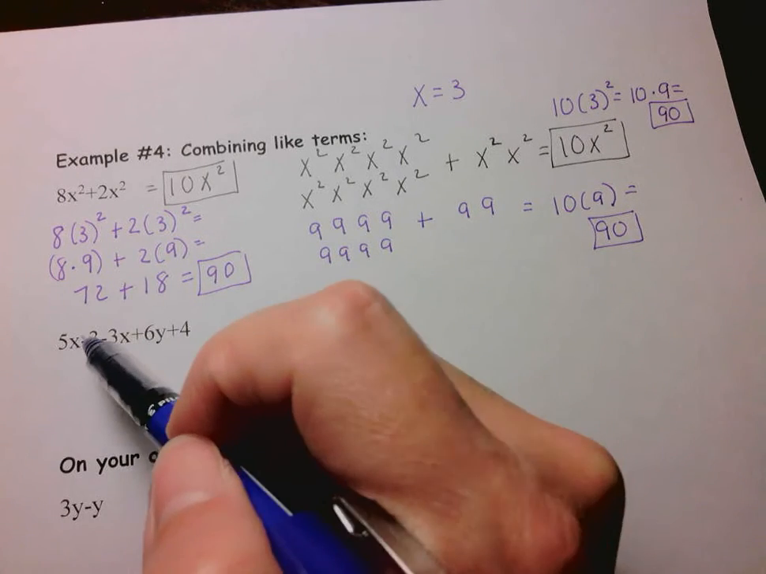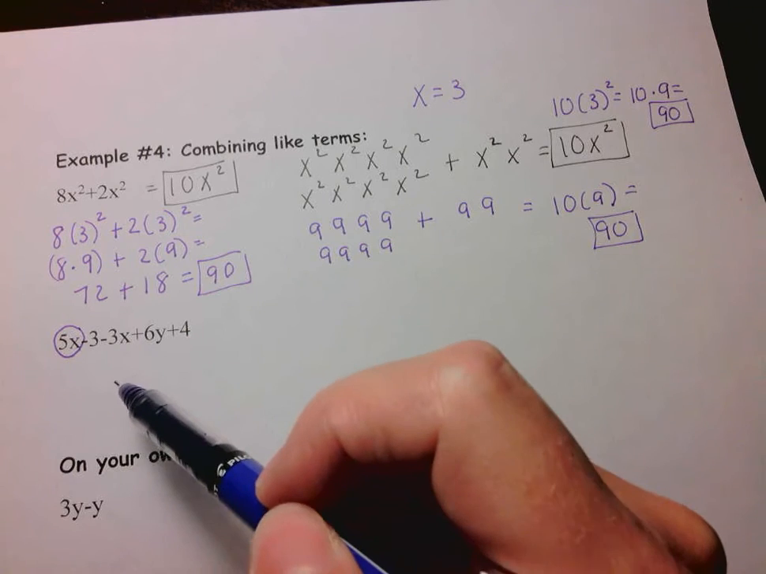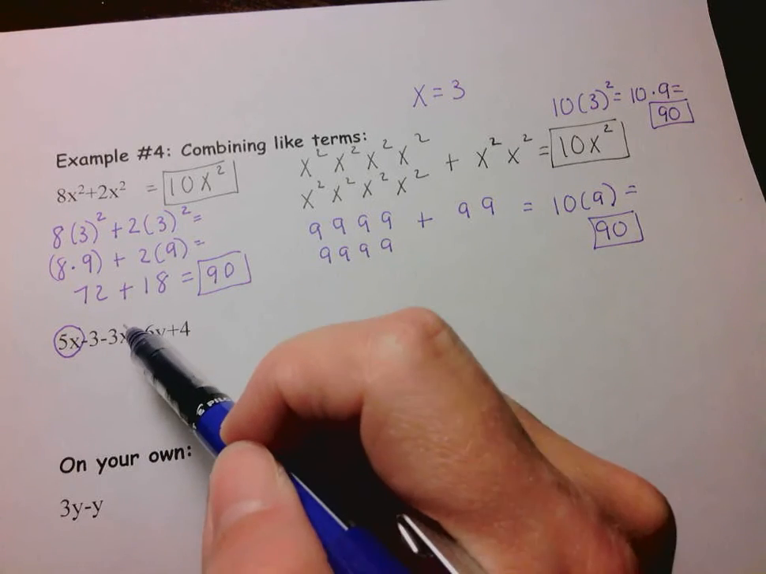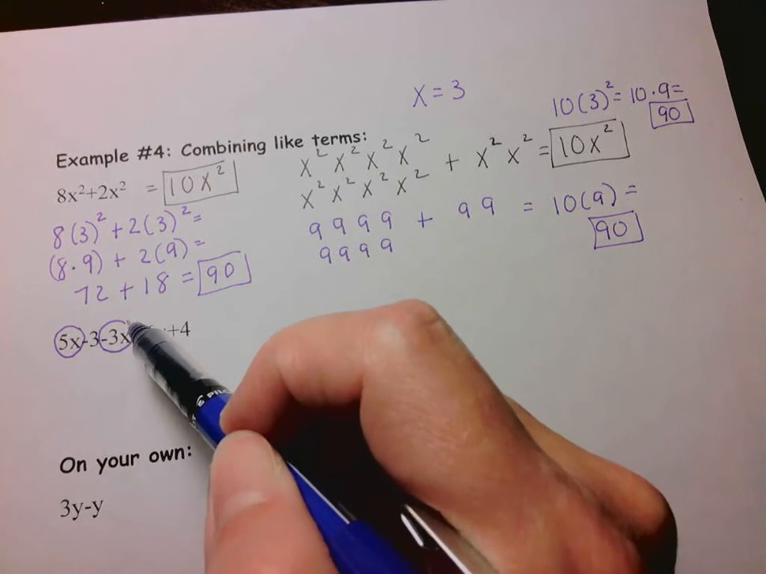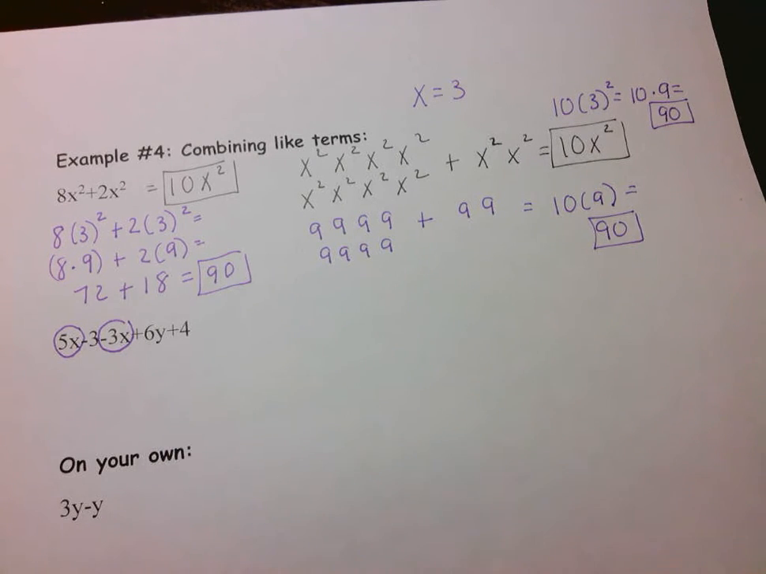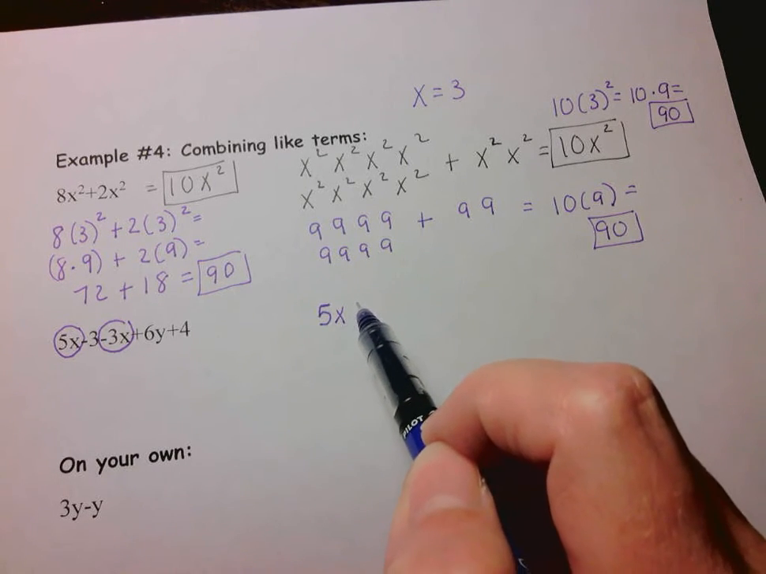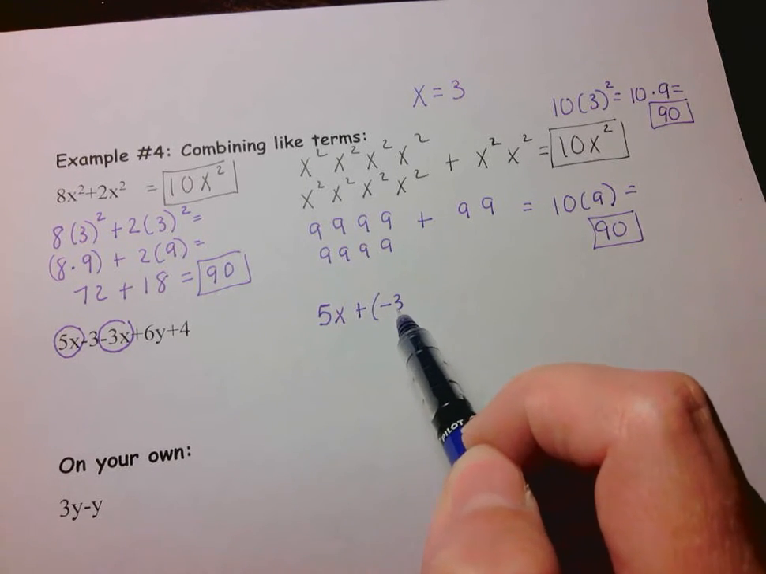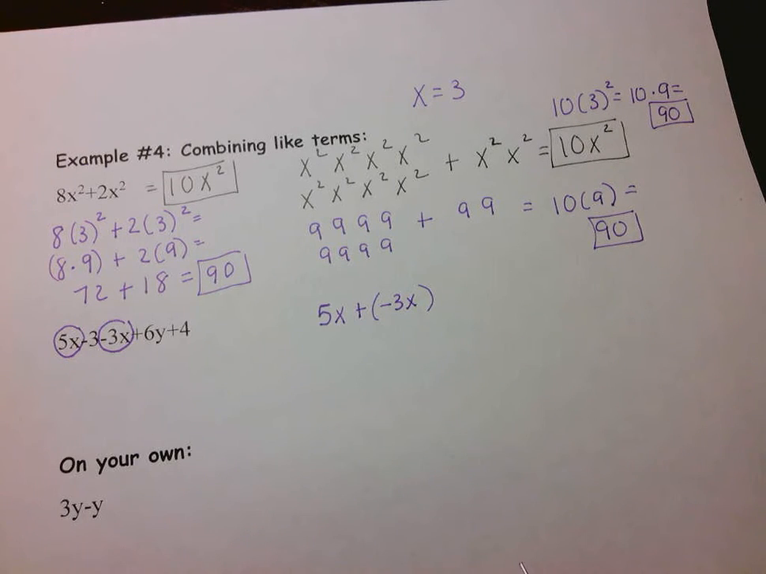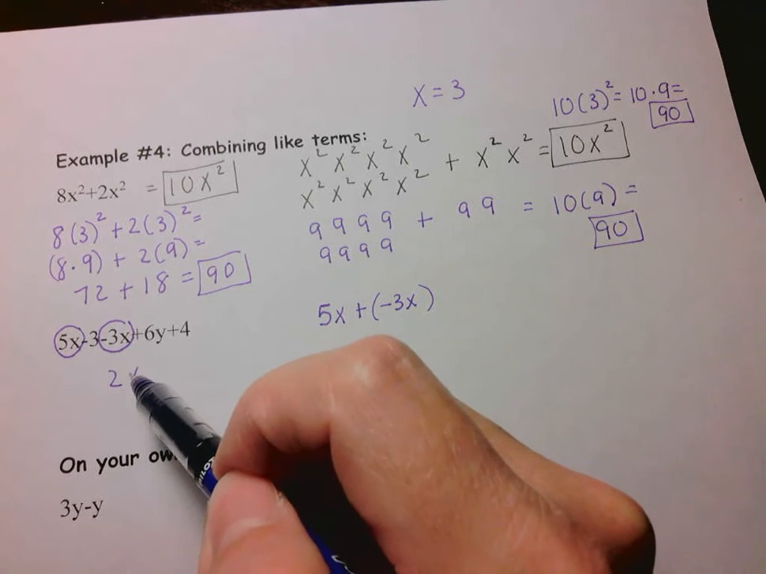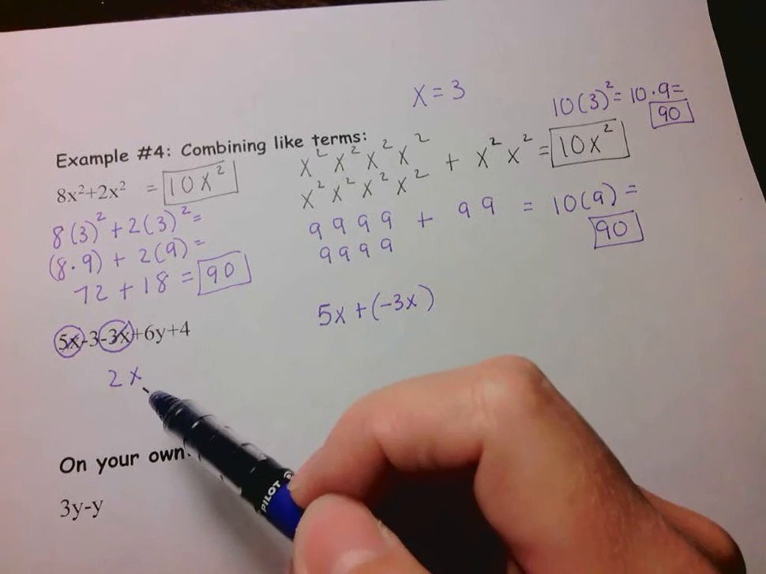Okay, so I have a 5x. What can I combine it with? I'm taking a 5x and I'm combining it with a negative 3x. And this is why in algebra they say there's really no such thing as subtraction. What you're doing is adding negatives, because fundamentally I'm taking a positive 5x and combining it with a negative 3x. That's what I'm doing here. And so then I have 2x. So let's cross that off so I don't lose my place.